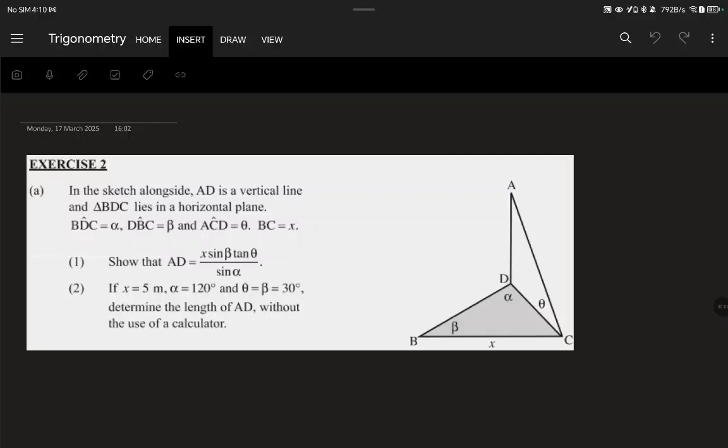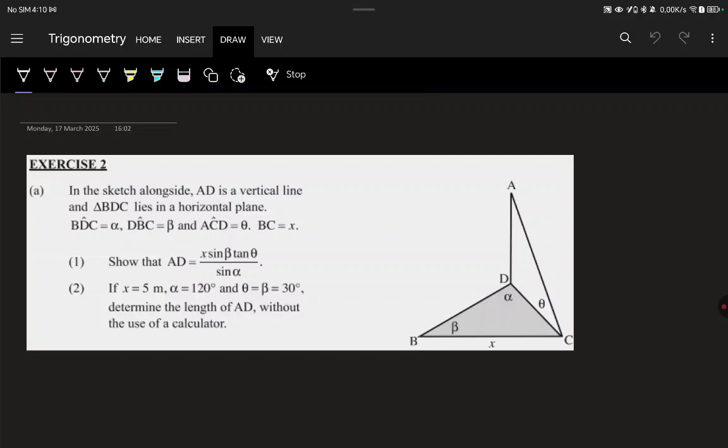Okay, let's do trigonometry of triangles, but this time we're going to work with variables and not numbers. What I want to point out in the diagram is that we've got alpha, beta, theta, and x. We've got no actual numbers for the angles or for the sides. So let's start with the information they give us.